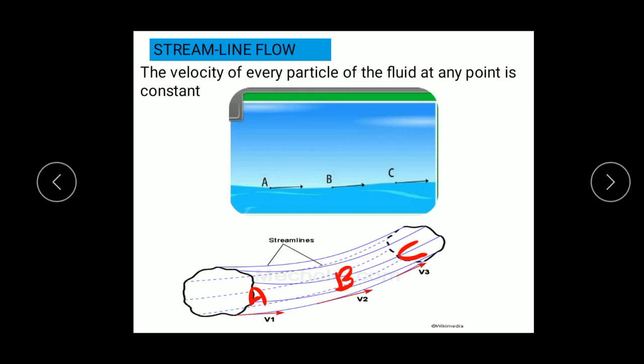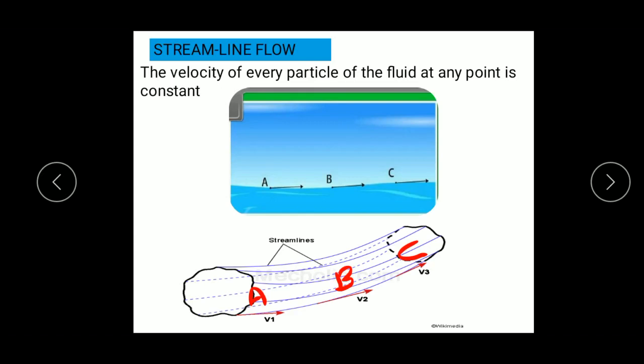The velocity of all the particles crossing the point A is V1 only. The velocity of all the particles crossing point B is V2 only. The velocity of all the particles crossing point C is V3 only. Then the flow of fluid is known as the streamline flow. So all the particles of the fluid move along the path ABC with velocities V1, V2 and V3 at points A, B and C. Then the flow is known as the steady flow or streamline flow.